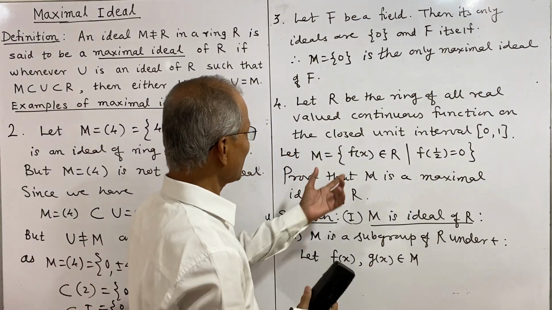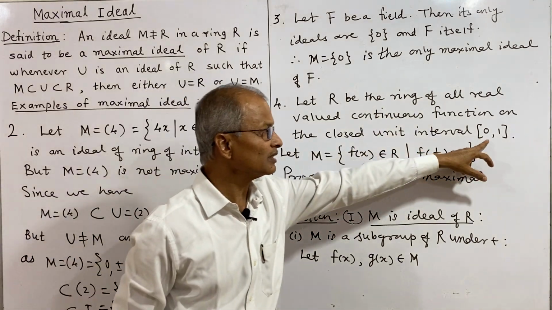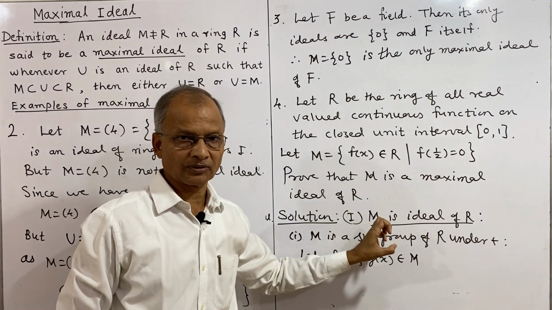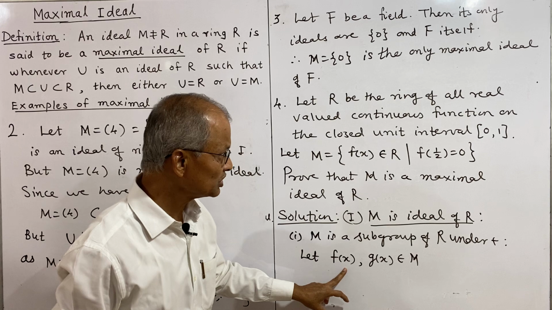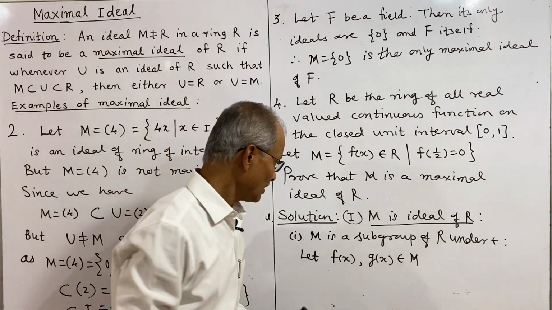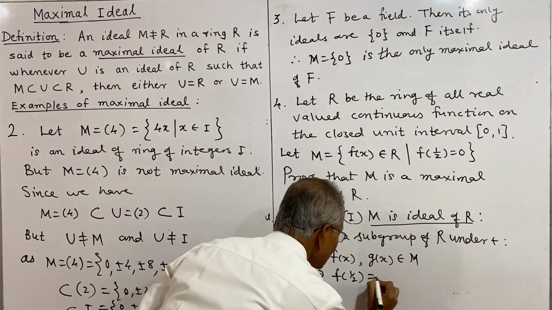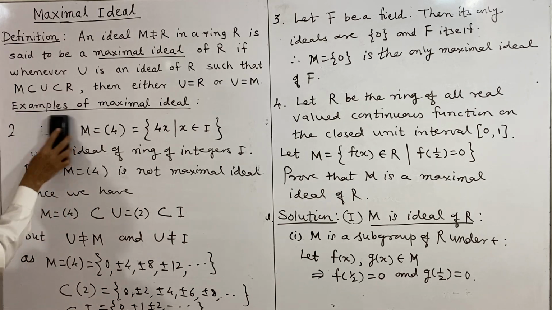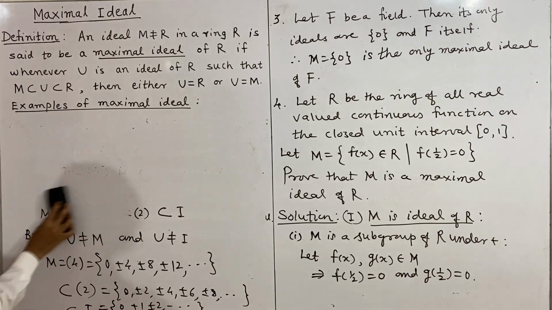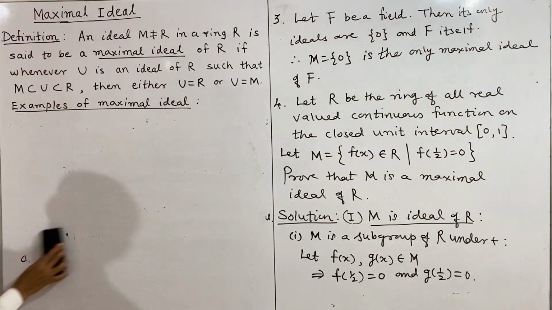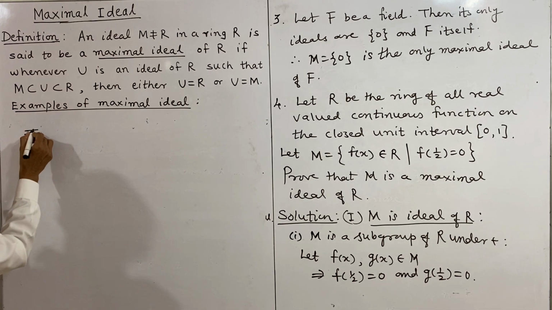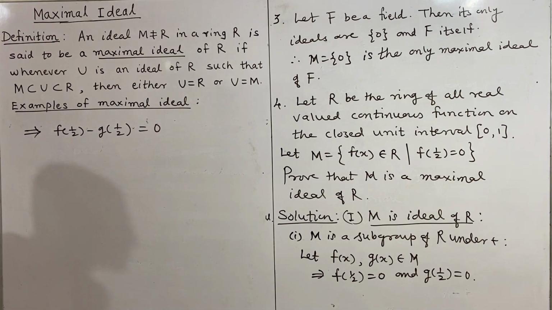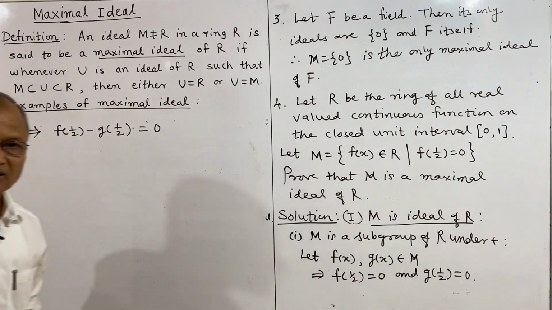If f(x) and g(x) are in M, see how M is defined. All continuous real valued functions in this interval 0 to 1, which give the image of half equal to 0. Image of half under f is 0, that is the condition. And therefore if f is in M, then f of half is 0, and if g(x) is in M, then g of half is also 0. So this implies f of half is equal to 0 and g of half is equal to 0. Now what we have to consider is their difference. f of half minus g of half is equal to 0.